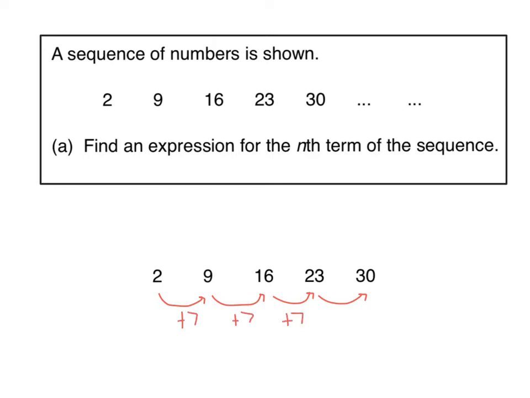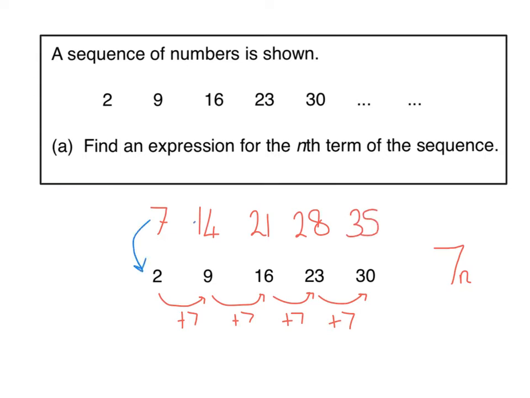That means it's something to do with the 7 times tables, because the 7 times tables goes up in 7s. Now the 7 times tables is 7n. 7 times 1 is 7, 7 times 2 is 14, 7 times 3 is 21. Okay, but this isn't the 7 times tables, so let's have a look at it. We've got 7, 14, 21, 28, 35. So it's not the 7 times tables.